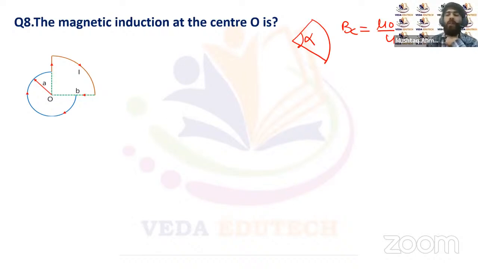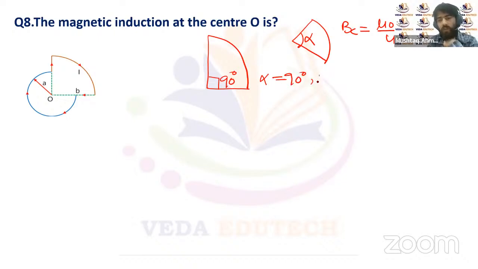This will be the net magnetic field at the common center. If the shape of this arc is a quarter of a circle, then it will subtend an angle of 90 degrees at the center, so the value of alpha will be 90 degrees. Then the magnetic field because of it at the center will be mu naught I times 90 degrees, that's pi upon 2, upon 4 pi r. From here pi and pi will get cancelled, and we'll be left with mu naught I upon 8r.